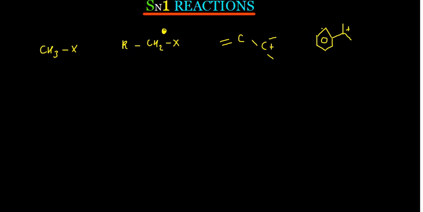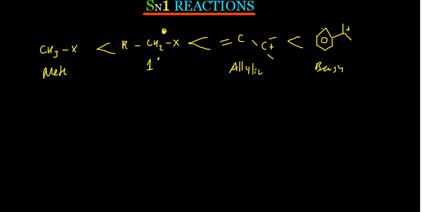Now when you're talking about Sn1 reactions, this one is going to be the slowest reaction, like that. So the fastest reaction is going to be this one, right? This one is a methyl group. This one is a primary carbon. This is an allylic carbon. We are calling it allylic because it's a carbon that is bonded to a carbon which has a double bond. So that is allylic. Then you have the benzylic ring.